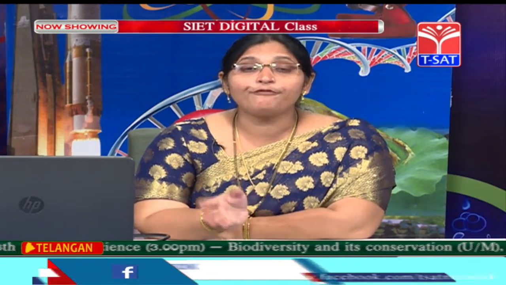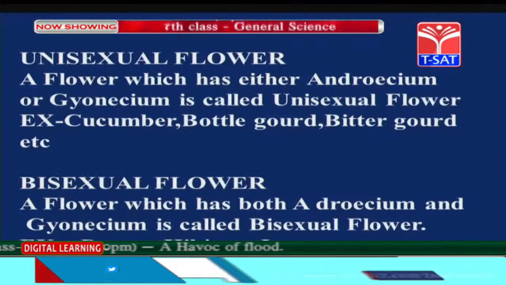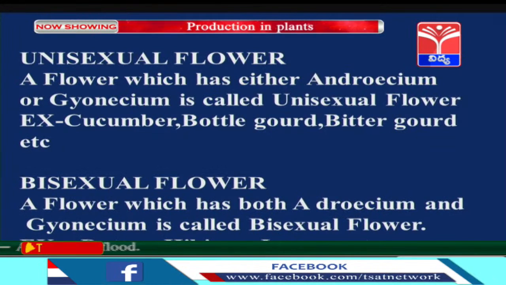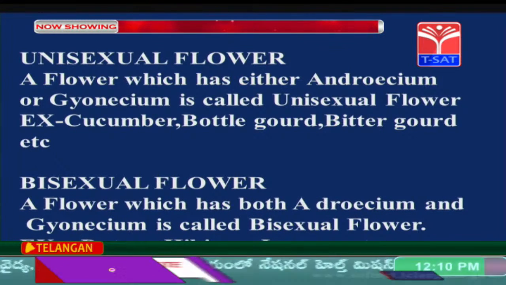I said in the beginning that a flower has 4 floral organs, isn't it so? If all the floral organs are present, then it is called a complete flower. If any one of the floral organs is missing, then it is called an incomplete flower. So let us see exactly what is meant by complete and incomplete flowers.